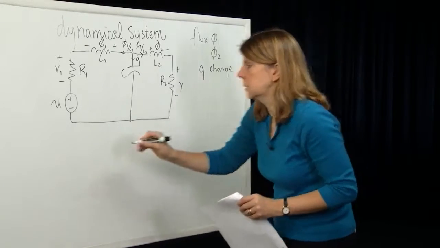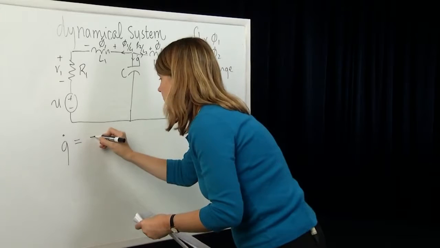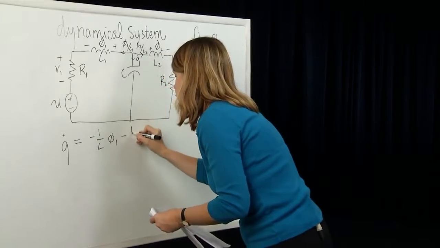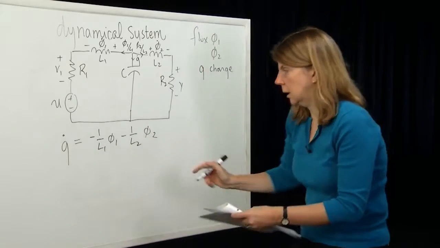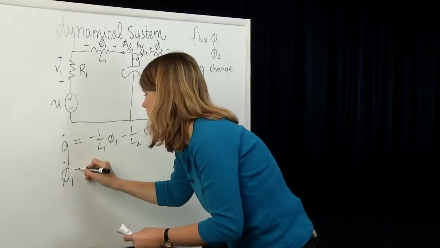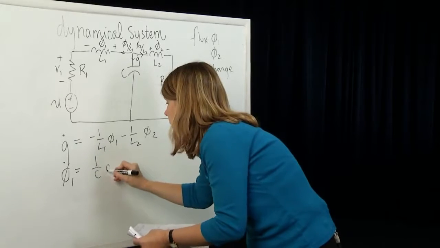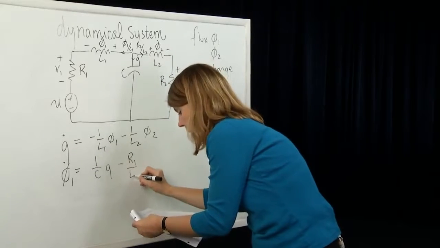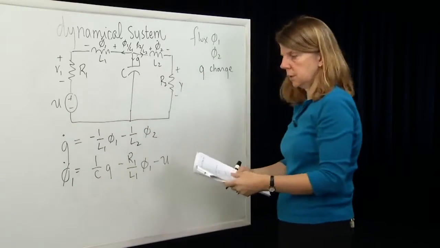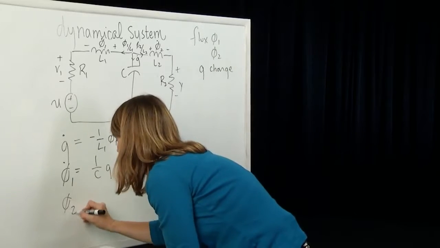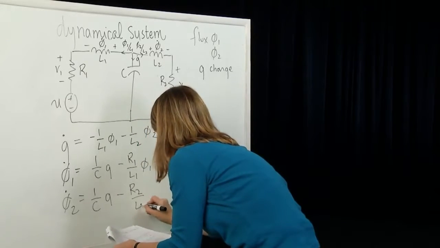Okay, so if we do that, then we can quickly arrive at the following. Q dot is equal to minus Phi1 over L1 minus Phi2 over L2. So there you see in that first equation an application of KCL. Phi1 dot is equal to 1 over C Q minus R1 over L1 Phi1 minus U. So that's applying KVL around this first loop, and then applying KVL around the second loop, we get Phi2 dot is equal to 1 over C Q minus R2 over L2 Phi2.